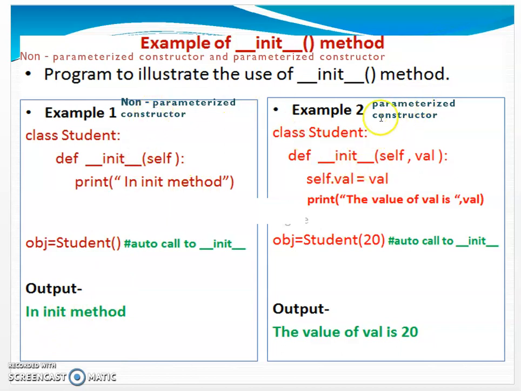And then the parameterized constructor. Again class Student, and in this init method definition I have used the self object as well as one val variable. So this one is the parameterized constructor, and self.value equal to value, and then I have printed this val variable on the console. So object equal to Student(20). Here we have to pass one value to the function definition, so we have to specify one value. It will call this init method and initialize the val variable to 20, and the value of val is 20 will be printed on the console.